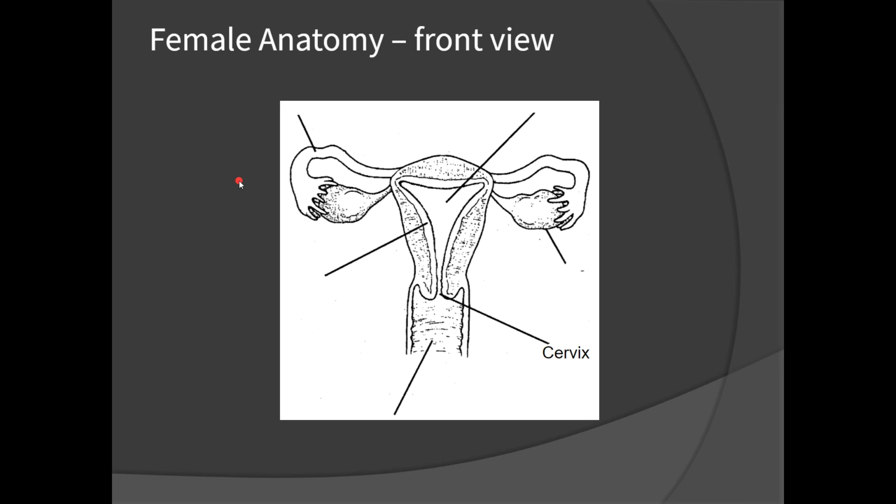The cervix, which is the opening to the uterus. The endometrium, which is the lining, okay, on the inside of the uterus. The fallopian tube, okay, the ovary, and then of course, as I mentioned before, the uterus and the vagina.